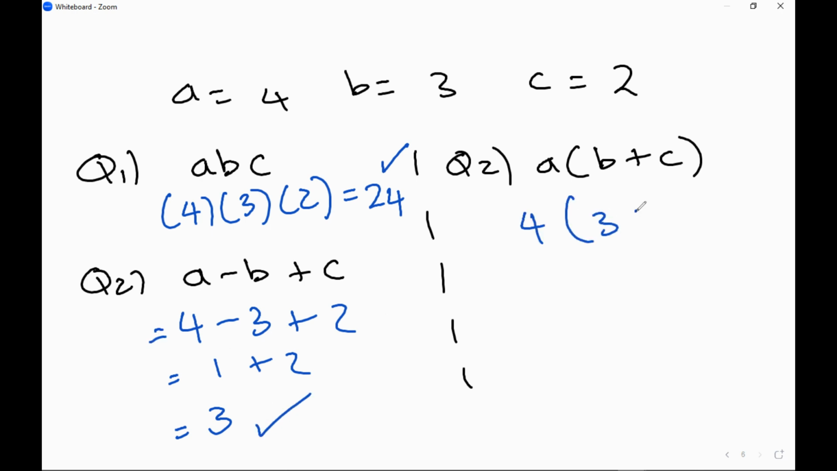4 times 3 plus 2 is 4 times 5. 4 times 5 is 20. And that's done. All right, so the final answer will be 20. So 24, 3, and 20. Those are the solutions that we have for them.